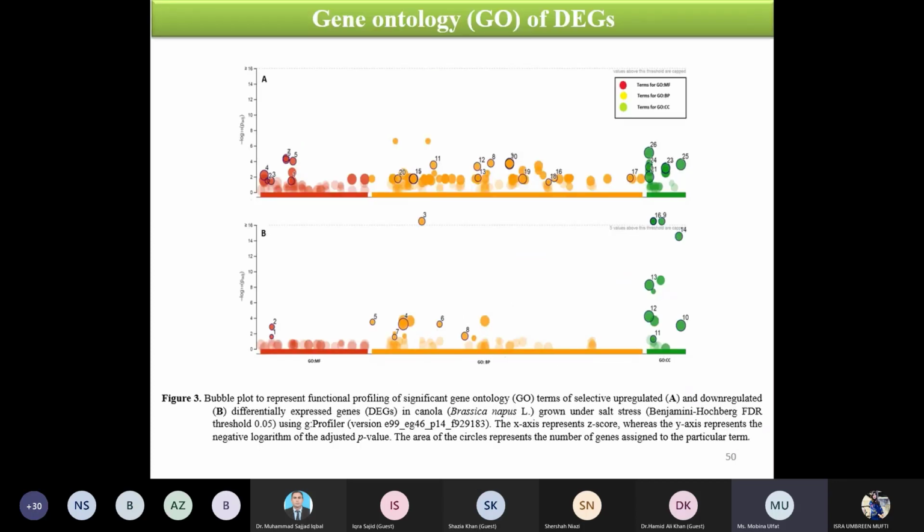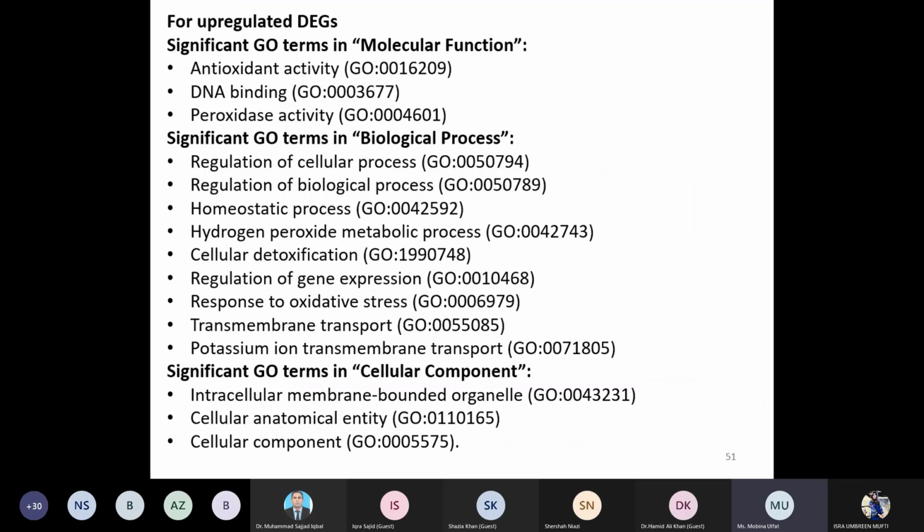When the gene ontology was carried out, we were able to classify our information of different genes into 3 different categories: molecular function, biological process, and cellular component. They are presented as a bubble plot. These are the details of some upregulated characteristic GO terms. Important ones included antioxidant activity, DNA binding, peroxidase activity, regulation of cellular process, regulation of biological process, homeostasis, iron peroxide metabolic process, cellular detoxification, regulation of gene expression, response to oxidative stress, transmembrane transport, potassium ion transmembrane transport, intracellular membrane bound organelles, cellular anatomical entities, and cellular components.